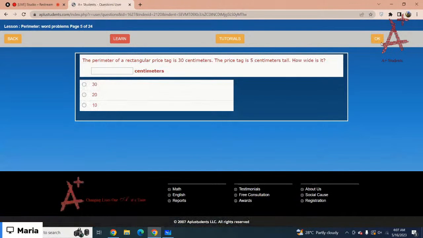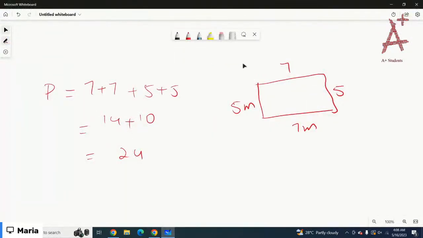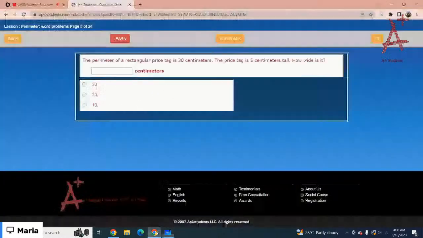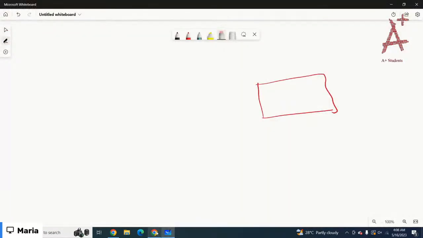Okay, the next one is: the perimeter of a rectangular price tag is 30 centimeters. The price tag is 5 centimeters tall. How wide is it? You are given the perimeter, that would be 30 centimeters. There we have the rectangle, and you are given the perimeter is 30 and 5 centimeters tall.